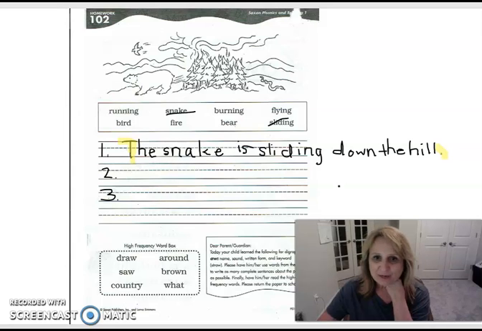Let's quickly read our sight words, and you can practice those again with mom and dad. Draw, saw, country, around, brown, what. And if you are struggling with any of those sight words, would you maybe draw a circle around them and keep practicing them with mom and dad for the rest of the week?